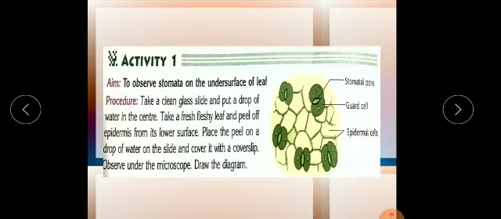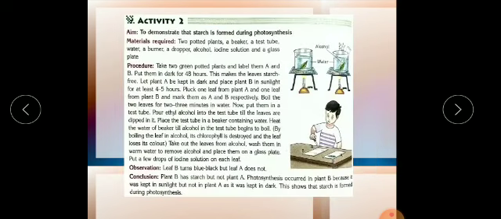It is also mentioned here, so I am just reading it for you. Pluck one leaf from plant A, and from plant B also. So you can see here are two setups. Now boil the 2 leaves for 2 to 3 minutes.